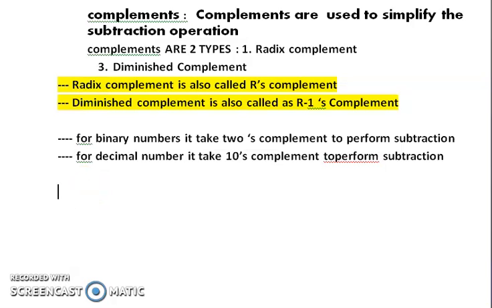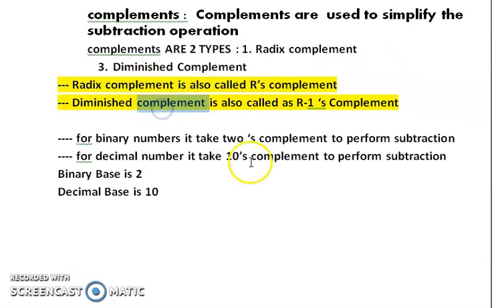Decimal numbers take the 10's complement to perform the subtract operation. Why do binary numbers take the 2's complement? Because the binary base value is 2. For decimal, the base is 10, so it takes the 10's complement. So binary numbers take the 2's complement and decimal numbers take the 10's complement to perform subtractions.